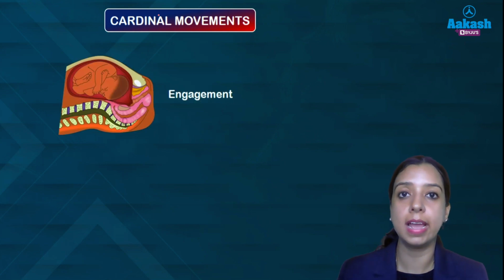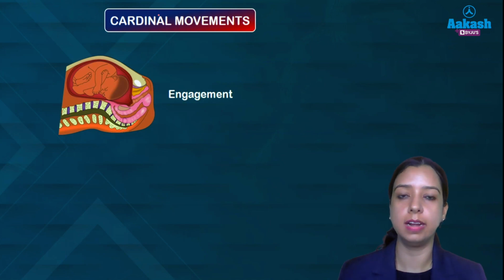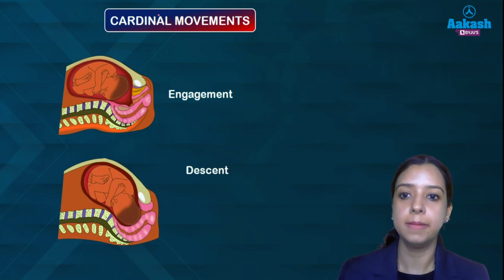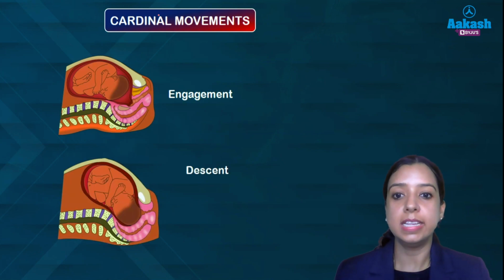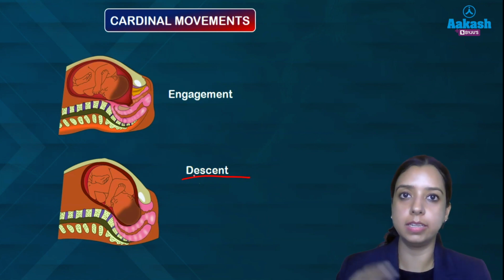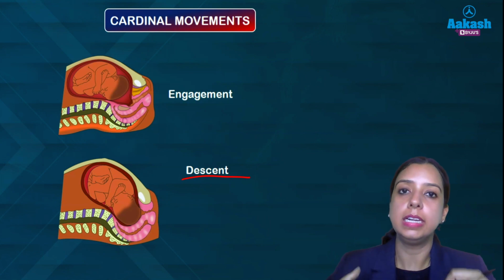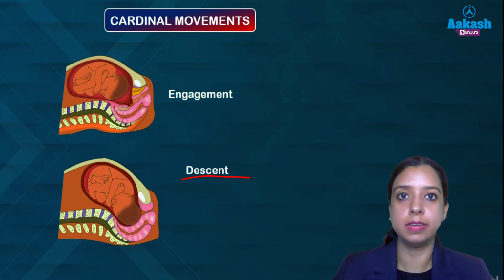So first step is the engagement. Engagement is when your biparietal diameter crosses your pelvic inlet. So once the engagement has been done, the biparietal diameter has crossed the inlet, next step is descent. Descent is not the next step, it's a step which is constantly occurring. It is the prerequisite for delivery. Descent has to occur continuously. Once the engagement has occurred, it means labor has started. Descent is constantly occurring.